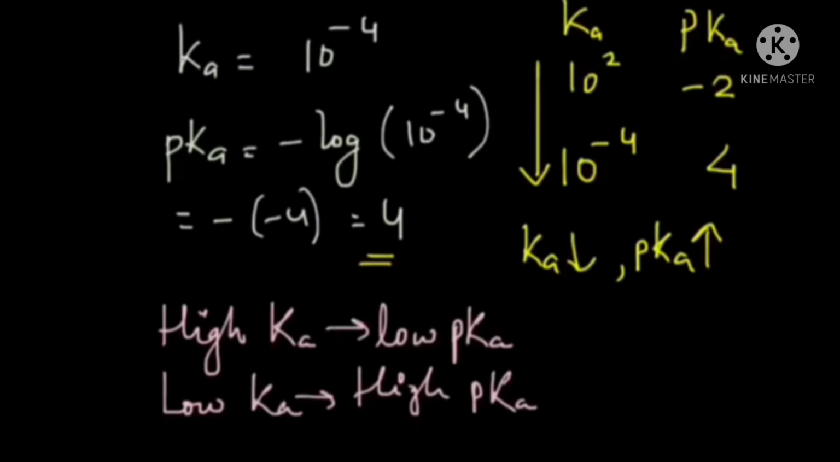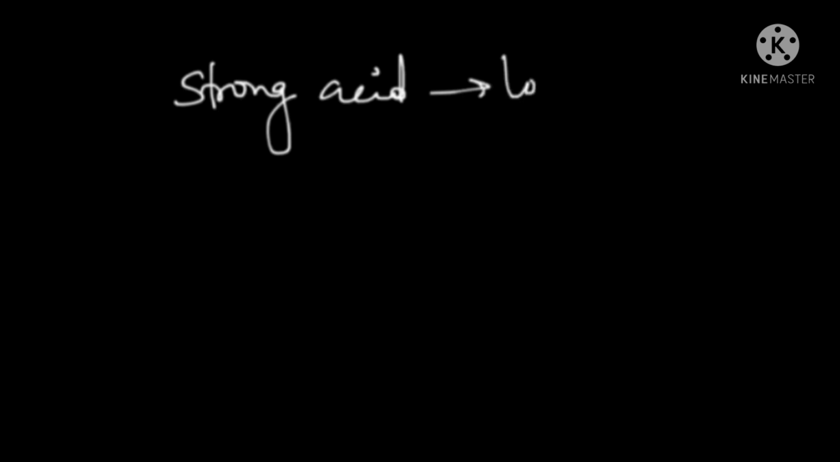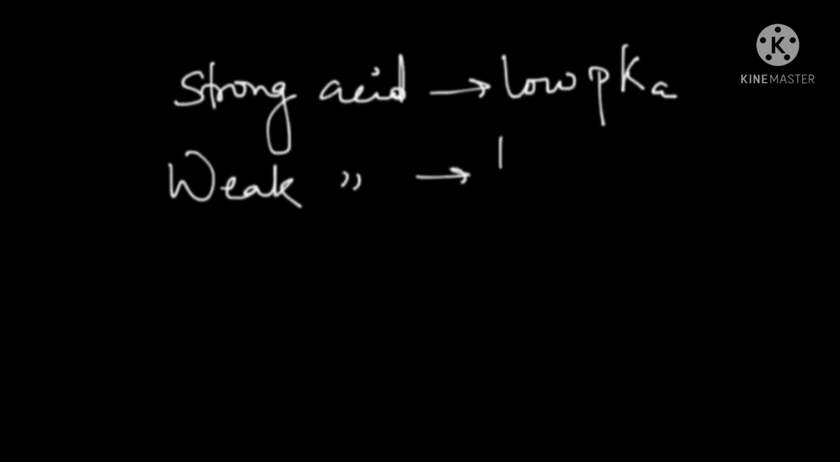Now in the previous video we related Ka with the acid strength. High Ka means strong acid. So a strong acid will have low value of pKa and a weak acid will have high value of pKa. Just like pH, where a stronger acid has low pH and a weaker acid has high pH. You can use this to decide the relative strength of acids.